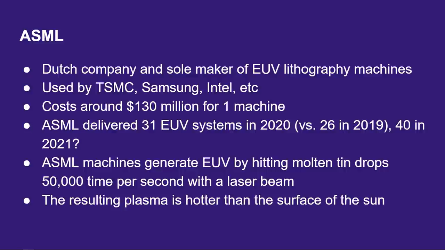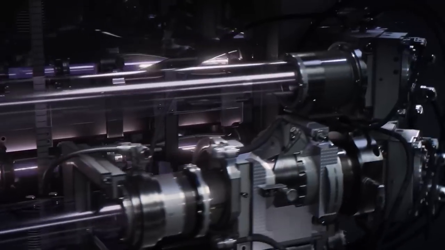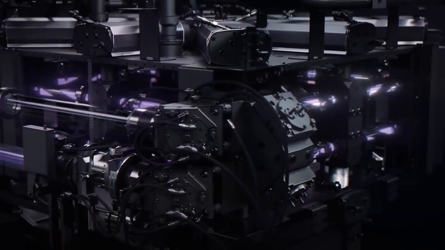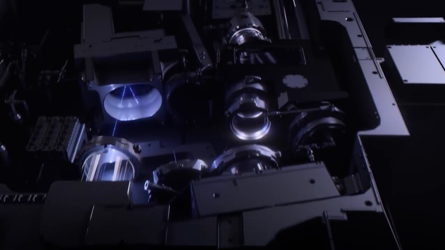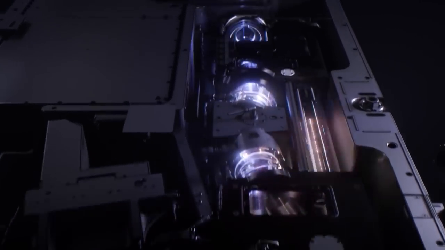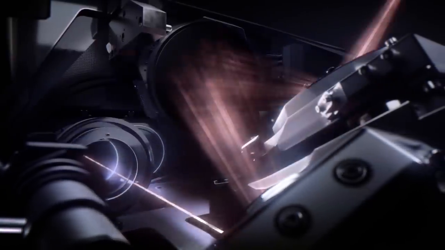And they are so complicated that ASML are only able to deliver a few machines every year, 31 machines in 2020. That's up from 26 machines in 2019. Maybe they're thinking up to 40 machines in 2021. This isn't like manufacturing cars. They don't churn out thousands of them at a time. These machines are complicated, slow to build, and of course highly, highly accurate.